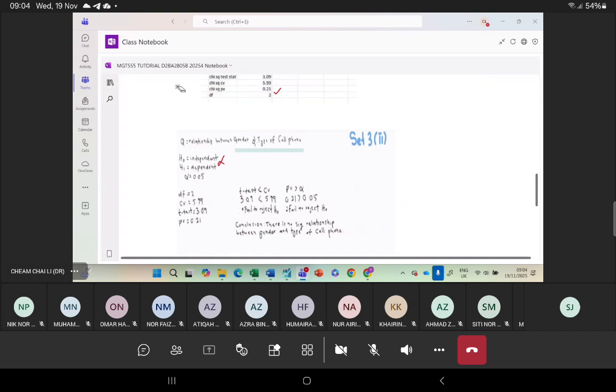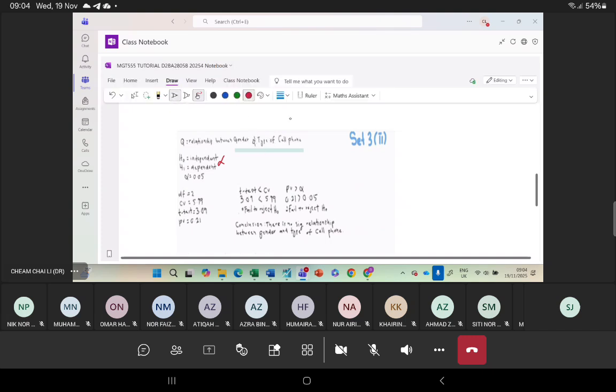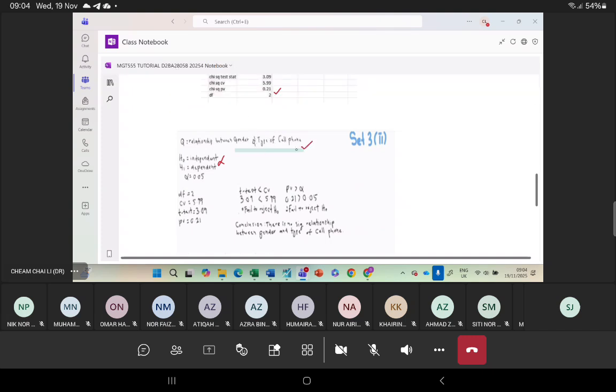Okay, this is type. Gender and type of cell phone. Right. But for this one, hypothesis, you tak boleh tulis macam ni lah. You have to write gender and type of cell phone are independent untuk null hypothesis. Alternative hypothesis, gender and type of cell phone are dependent.